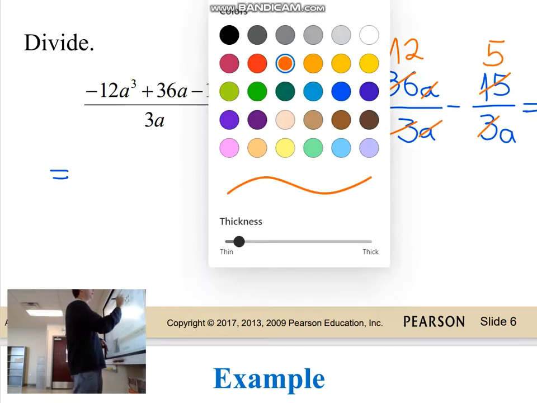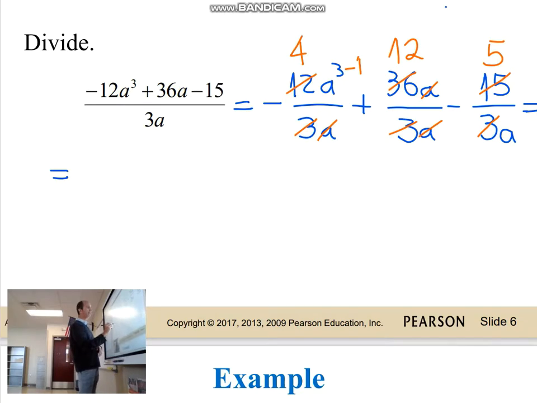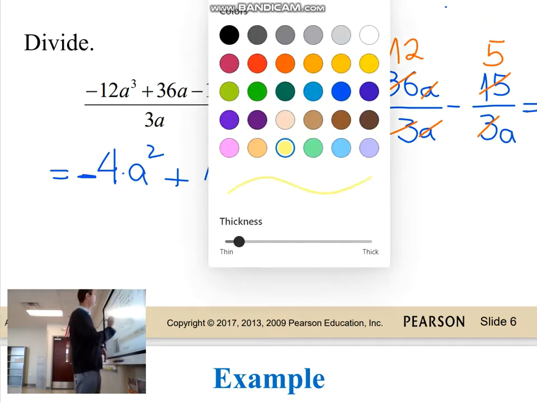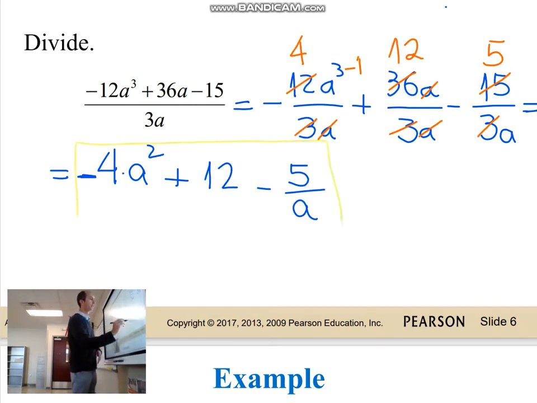The final answer, after all the simplifications, is 4 times a squared plus 12, nothing else, minus 5 over a. Okay? This is the result, the final answer. I forgot this negative sign here in front of 4 for the first example.